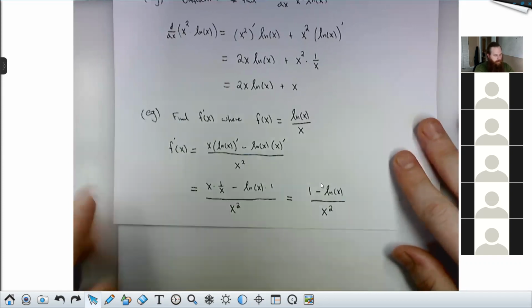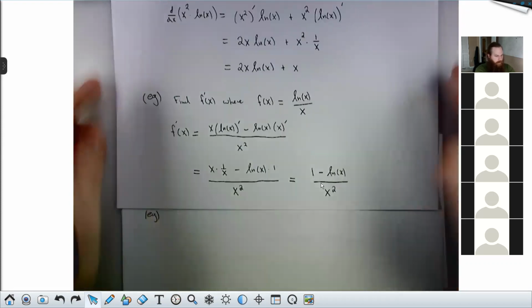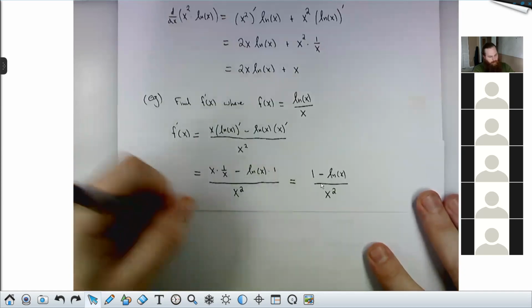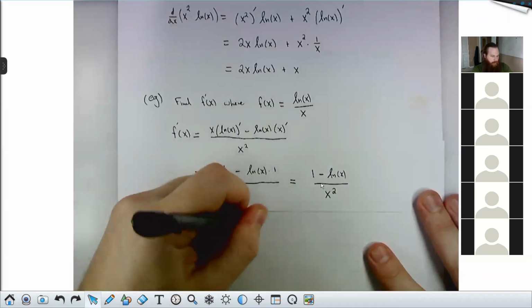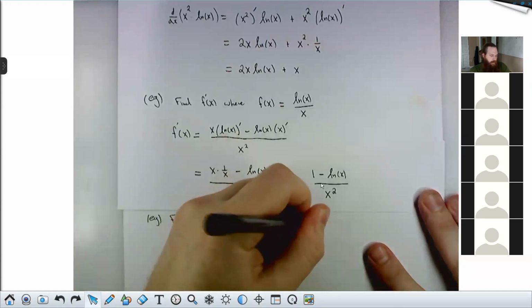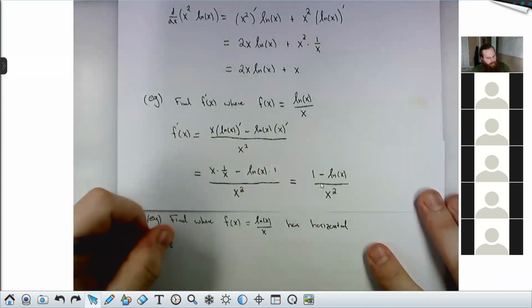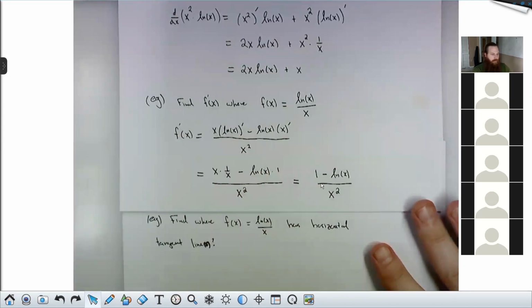Could we, for example, find the location where f of x equals ln x over x has horizontal tangent lines? So maybe there's more than one. I'll say lines with an s in parentheses.